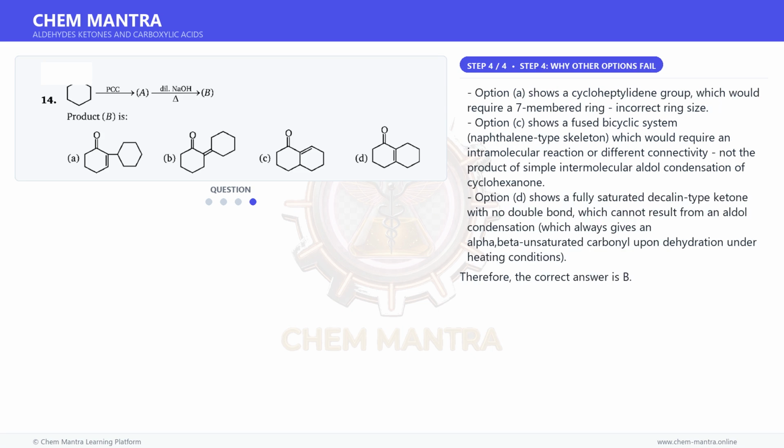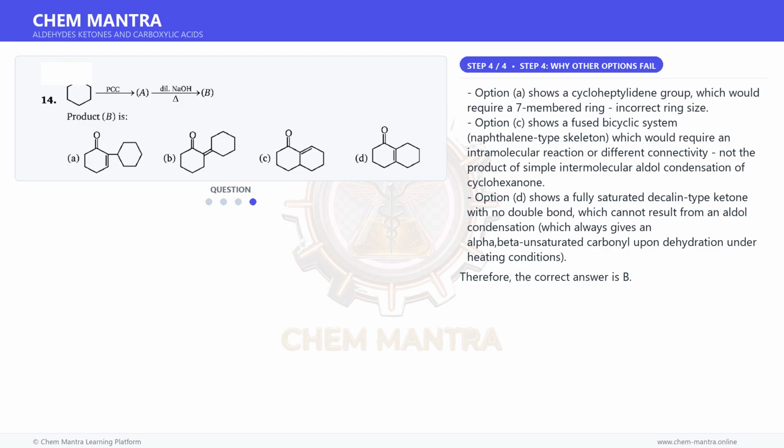And for the final step, option A shows a cycloheptylidene group, which would require a 7-membered ring, an incorrect ring size. Option C shows a fused bicyclic system, a naphthalene-type skeleton, which would require an intramolecular reaction or different connectivity, not the product of simple intermolecular aldol condensation of cyclohexanone.